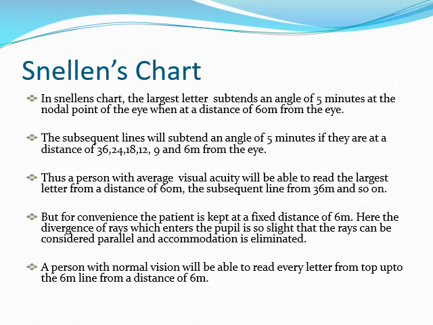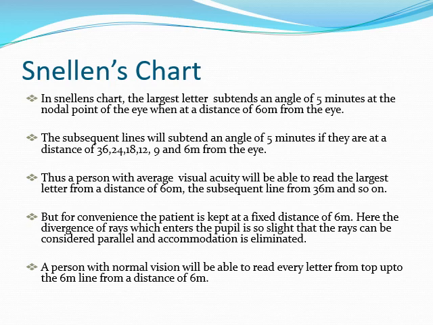Coming to the Snellen's chart. In Snellen's chart, the largest letter subtends an angle of 5 minutes at the nodal point of the eye when at a distance of 60 meters from the eye. The subsequent lines will subtend an angle of 5 minutes if they are at a distance of 36, 24, 18, 12, 9 and 6 meters from the eye. Thus, a person with average visual acuity will be able to read the largest letter from a distance of 60 meters and the subsequent line from 36 meters and so on.